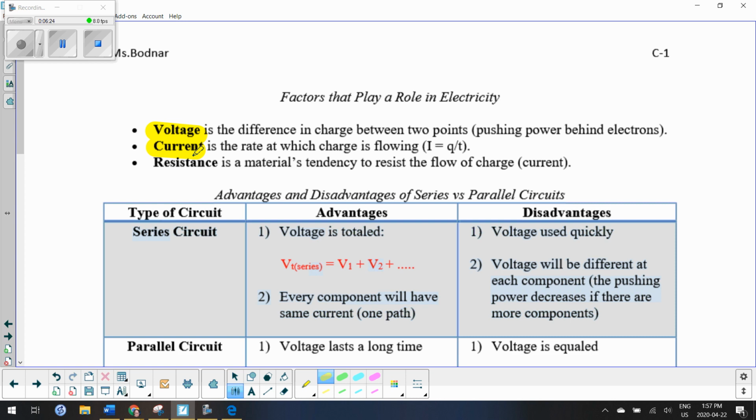Current is the rate at which electricity, or that charge, is flowing. So how fast is the water flowing, for example. And then resistance is a material's tendency to resist the flow of charge. So how much can you slow down that charge?